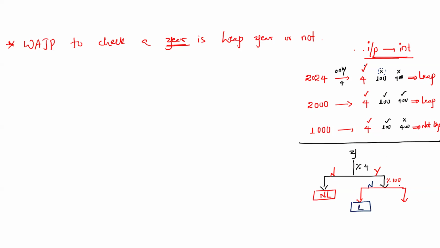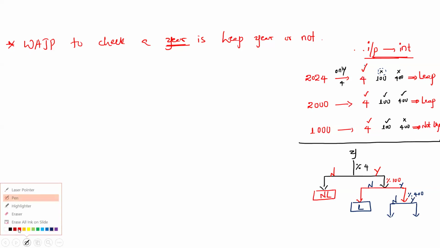But if 100 is also yes, then can we conclude? No. We have to check for 400 as well. Then again, how many possibilities? For 400, it may be no or it may be yes. If 400 is no, then what's the conclusion?